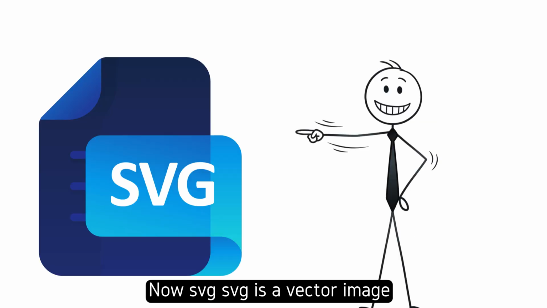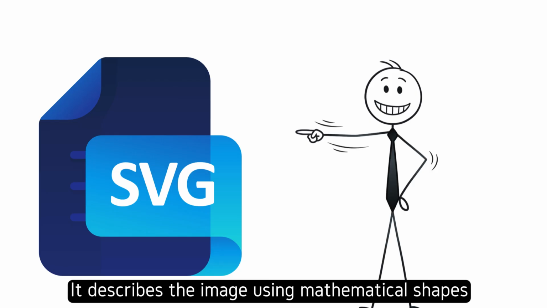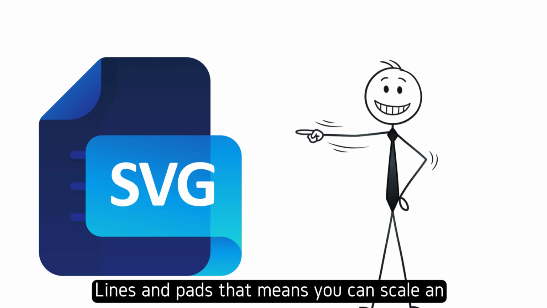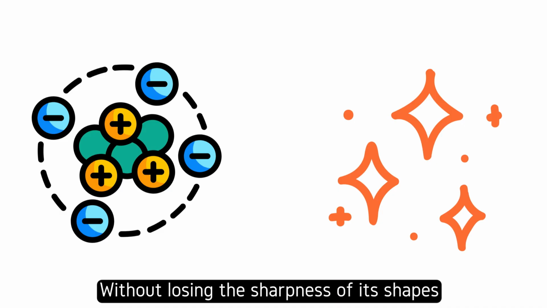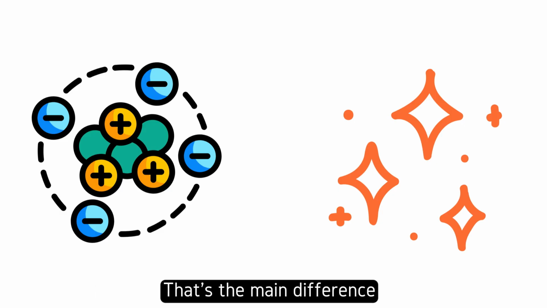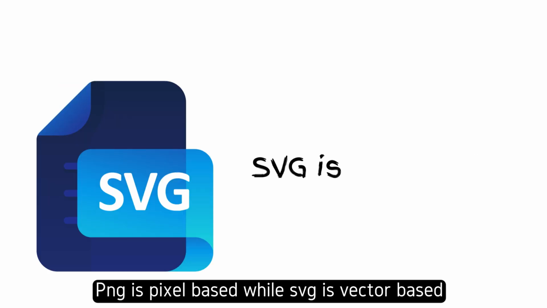Now SVG. SVG is a vector image. Instead of storing the image as individual pixels, it describes the image using mathematical shapes, lines, and paths. That means you can scale an SVG from a tiny icon to a huge billboard without losing the sharpness of its shapes. That's the main difference. PNG is pixel-based, while SVG is vector-based.